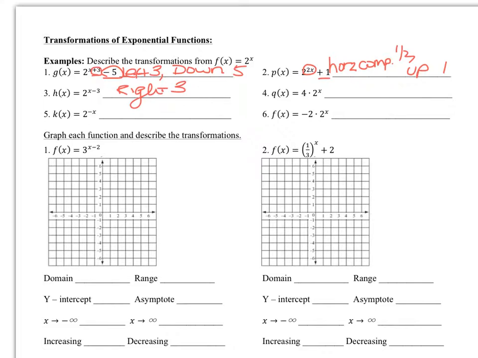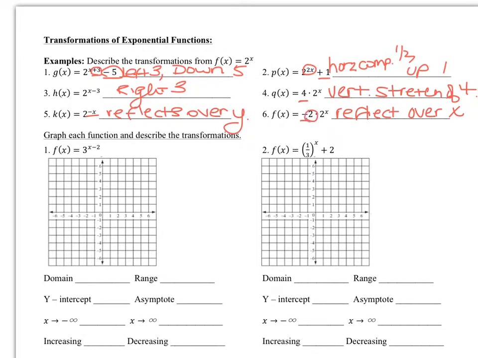So if I look at number 4, it has a 4 on the outside, which means it has a vertical stretch of 4. If I look at number 5, my x is negative. So when x is negative, it means it reflects over y. Here I have a negative away from x, which means I reflect over x. And this 2 also tells me it's a vertical stretch by 2.